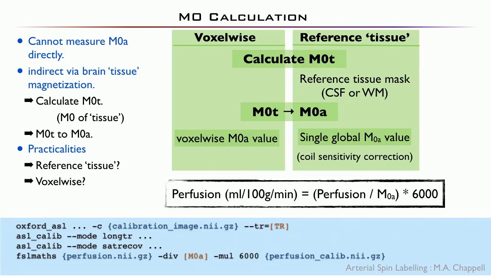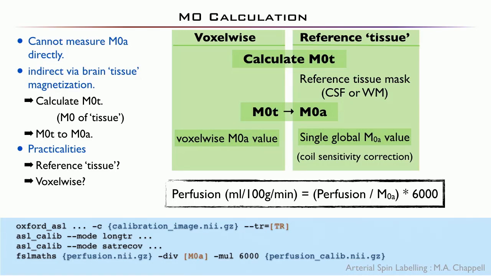And so we need to try and find a way of calculating this magnetization of arterial blood and doing a calibration step. And in general, we cannot measure this directly, although there are now various techniques that are attempting to do that, but that's not routine yet. What we tend to do at the moment, at least, is we try and get there indirectly via some other tissue or some other element of the organ, particularly the brain that we're imaging.